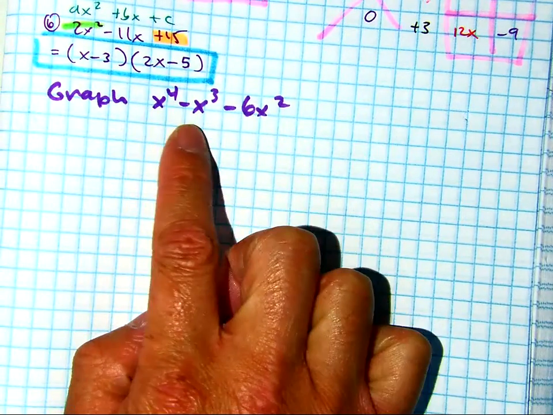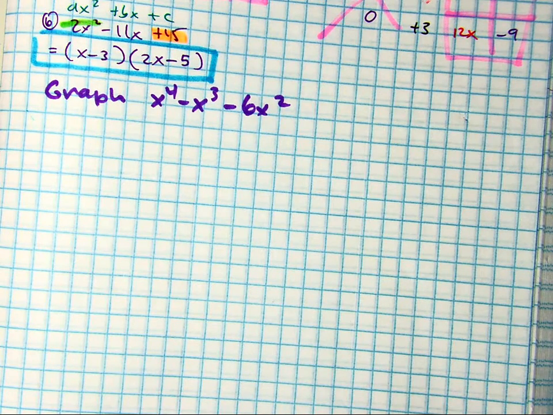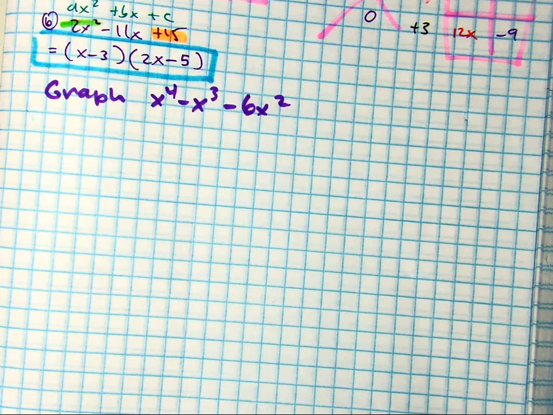x to the fourth minus x to the third minus 6x squared. David, is this factored? How do you know it's not factored? There are no parentheses. Let's factor this. Abigail, what should we do first? Yes, what should we do?